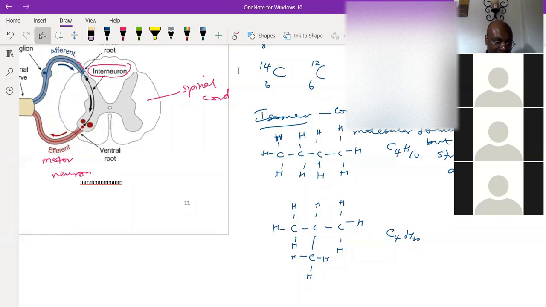Let's try number five. Nerve impulses from the retina are transmitted to the brain by A, olfactory nerve, B, optic nerve, C, eustachian tube, and D, auditory nerve. B. Retina, optical. So it's B, optic nerve. Yeah, optic nerve, correct.